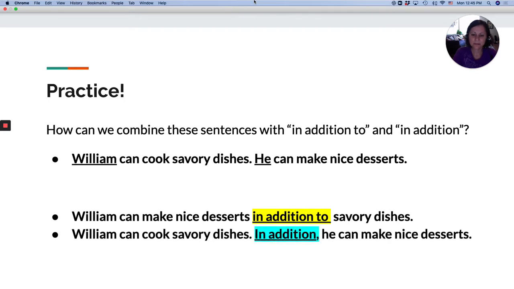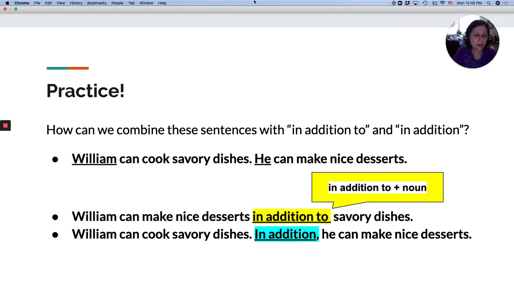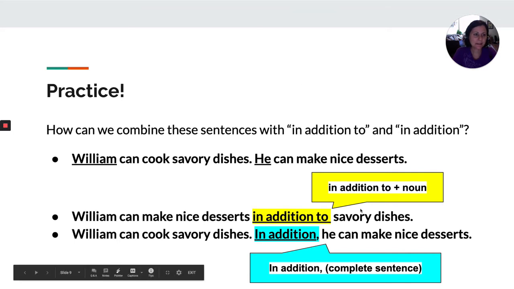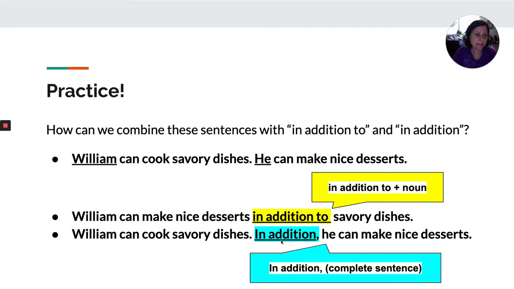William can cook savory dishes, period. In addition, he can make nice desserts. Remember, when you use "in addition to," it's followed by a noun. When we use "in addition" by itself without the "to," it's followed by a complete sentence. So these are two types of transitional words and phrases. Some are followed by nouns and gerunds, and these ones, they begin a sentence. They're followed by a complete sentence.